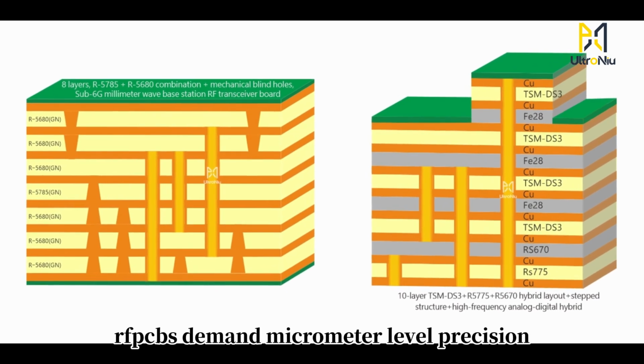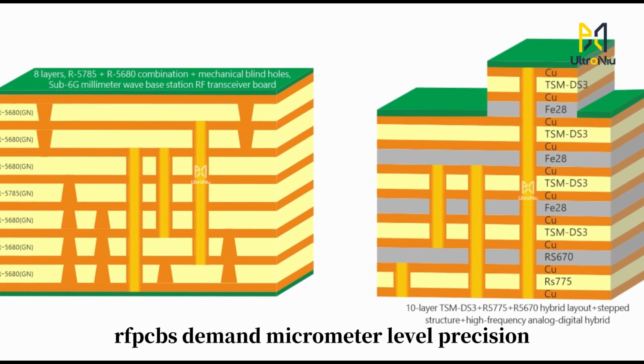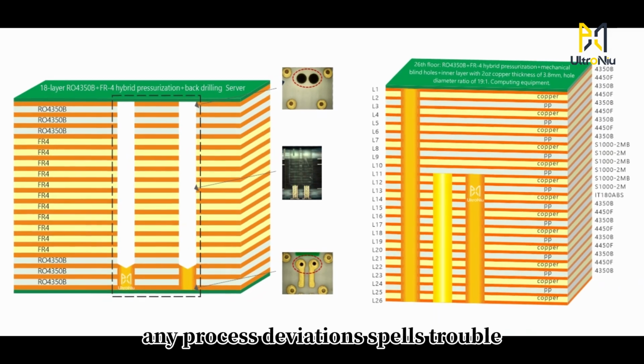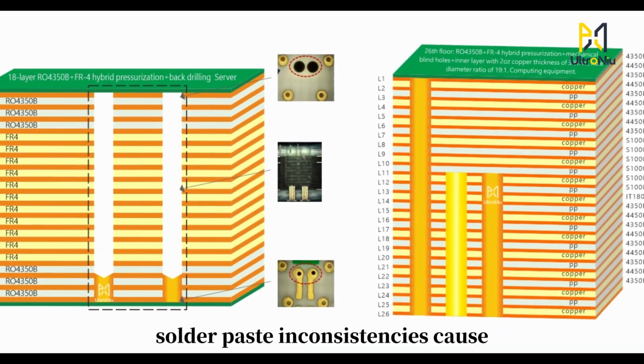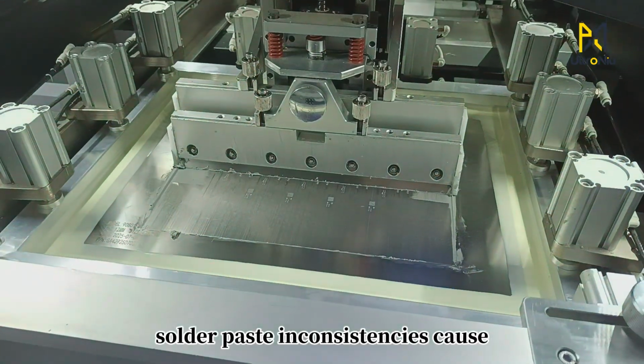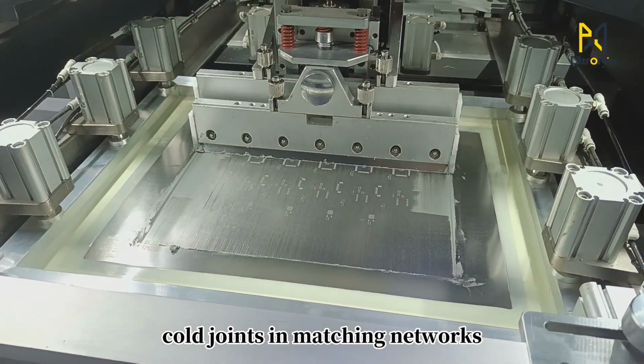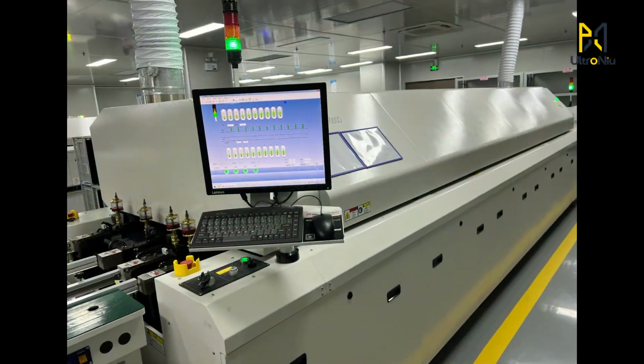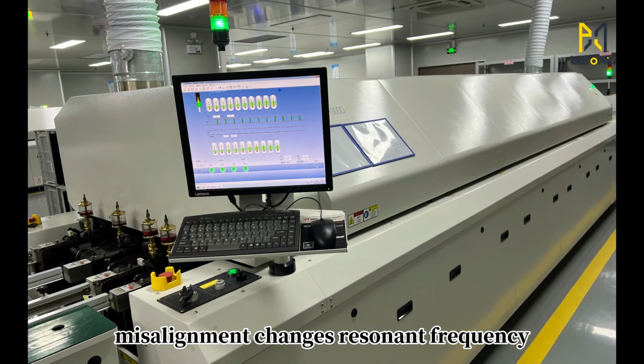RF PCBs demand micrometer-level precision. Any process deviation spells trouble. Solder paste inconsistencies cause cold joints in matching networks. Even a tiny capacitor misalignment changes resonant frequency.